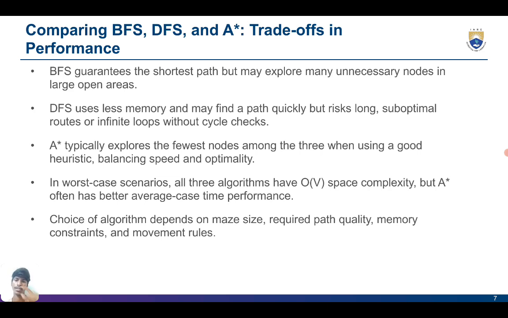In worst case scenarios, all three algorithms have O(V) space complexity, but A star often has better average case time performance. Choice of algorithm depends on maze size, required path quality, memory constraints, and movement rules.